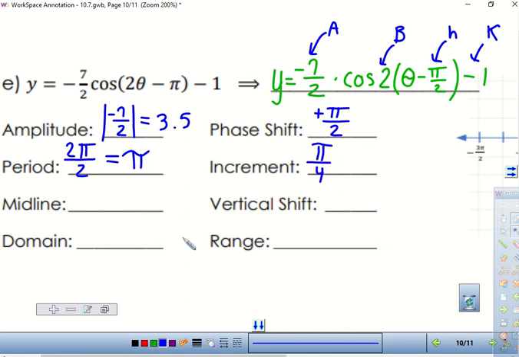So these ones so far have had the same period, same increment, meaning every pi over 4 units, it's going to change. My midline is y equals k, which is -1. My vertical shift is k, which is -1. And then domain and range, we wait to see our graph. And yeah, we can't do that yet. So now we are going to graph this.